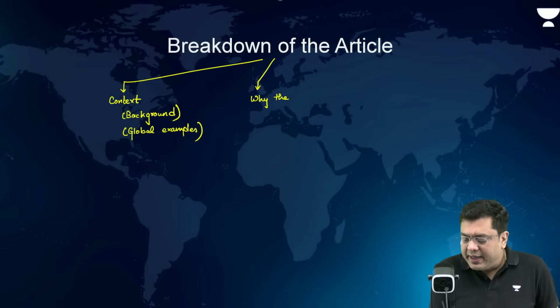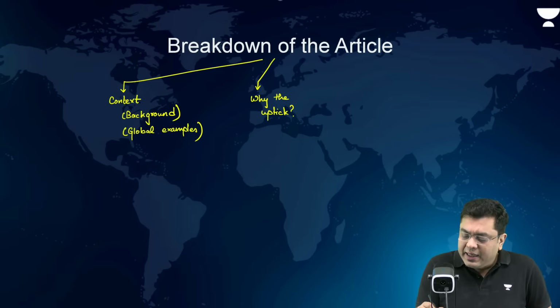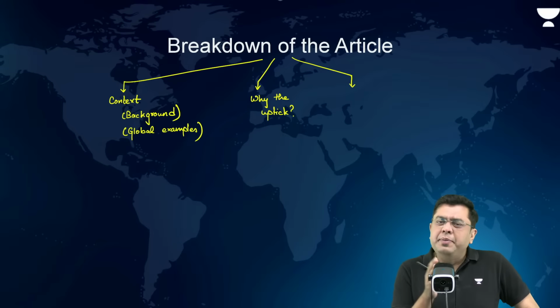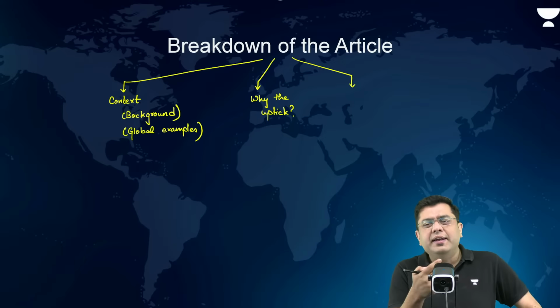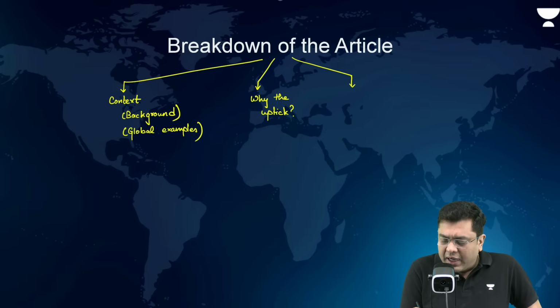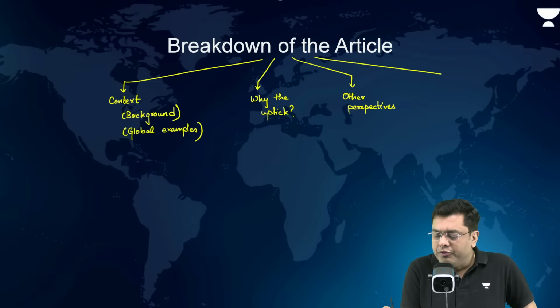Why is there an uptick in COVID-19 cases? Thirdly, it is a comparison between COVID-19 numbers and the numbers indicated by other diseases, like, let's suppose, tuberculosis, respiratory illnesses, and so on. So, other examples or perspectives, right? And then every article at the end will have a kind of way forward.